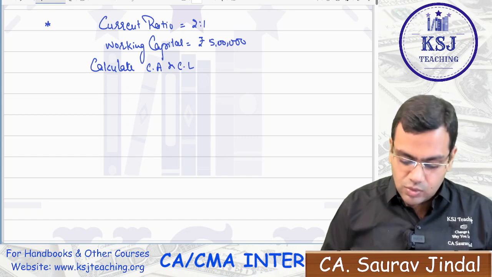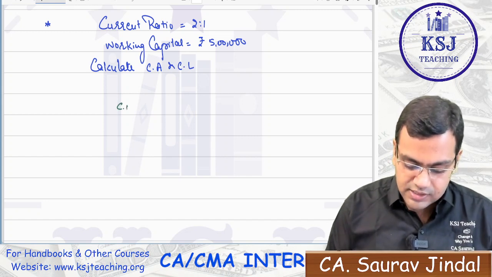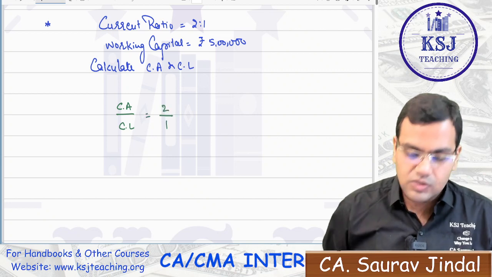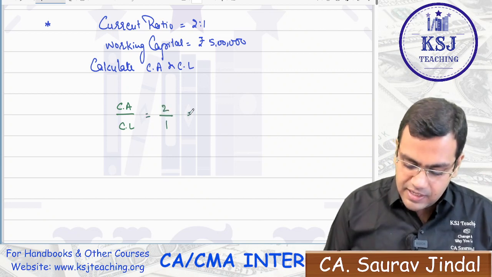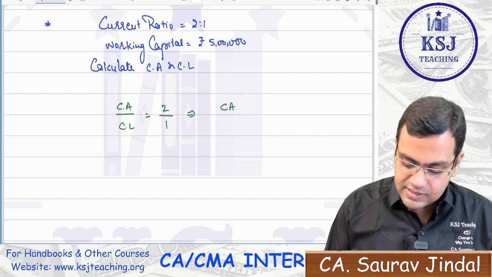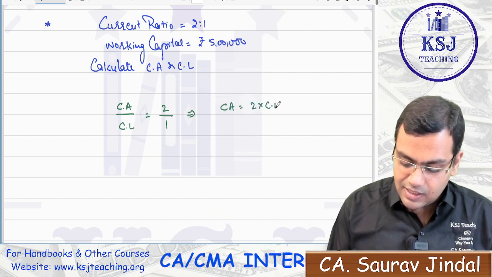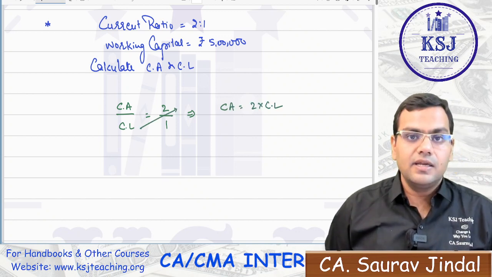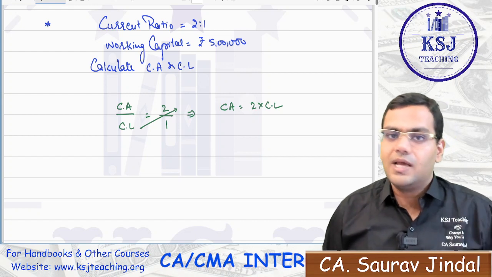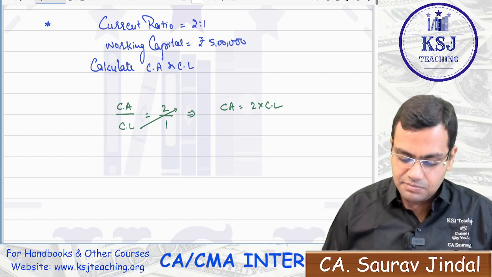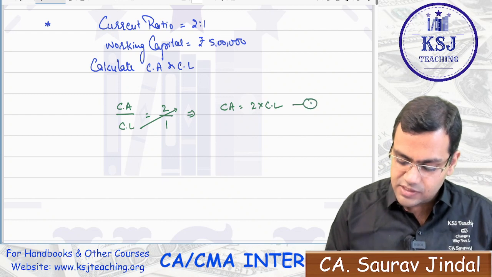Current ratio is 2:1. What is current ratio, sir? Current ratio is current assets divided by current liabilities, that is given as 2:1, right? From here, can I write it current assets is equal to 2 times the current liabilities? I'll take the current liabilities here. Current assets is equal to 2 current liabilities. I can write it like this. Very simple, sir. So this is my first equation.